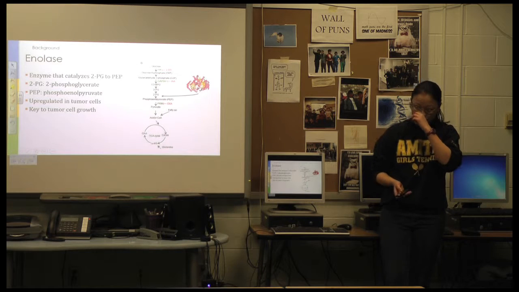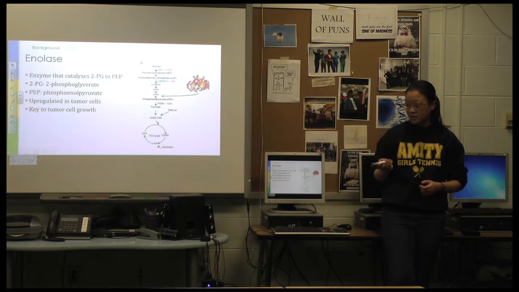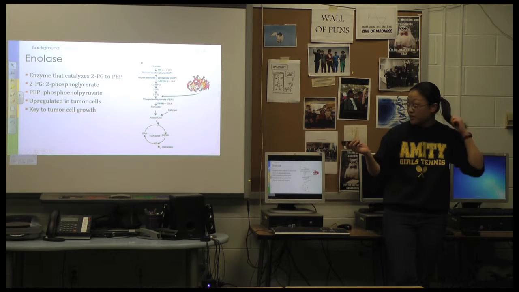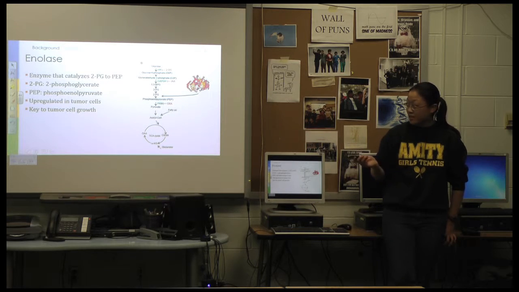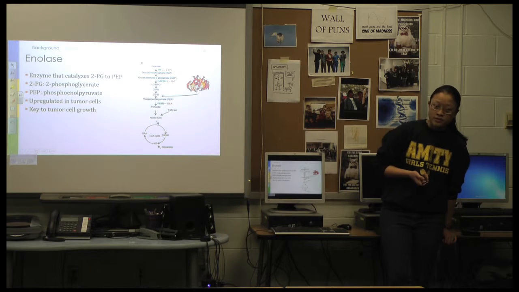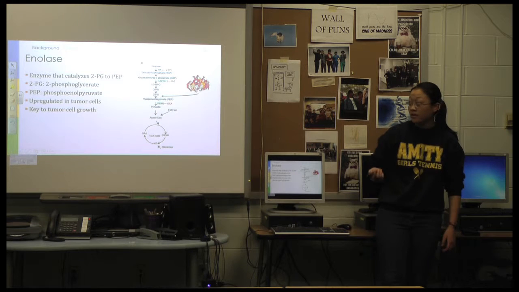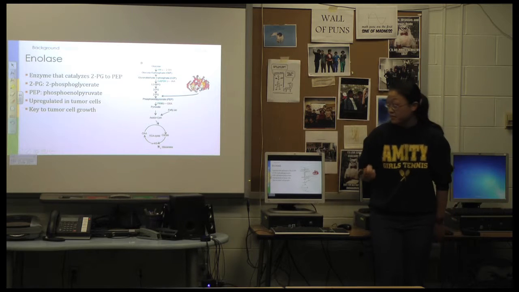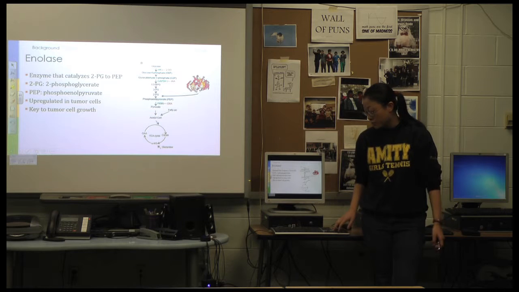So to look at that, I'm going to be manipulating this enzyme called enolase, which is the key enzyme in the glycolytic pathway. What it does is it basically catalyzes the reaction right about there, and it's actually upregulated in tumor cells, so there's more of it, and because of that they're able to produce more ATP for themselves, but they ultimately end up using more nutrients.